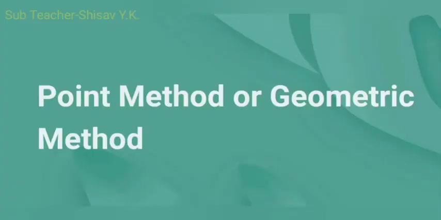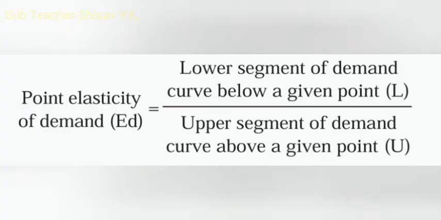Then third method is point or geometric method. Professor Marshall has developed another method to measure elasticity of demand, which is known as point method or geometric method. The ratio method and total outlay method are unable to measure elasticity of demand at a given point on the demand curve. At any point on the demand curve, elasticity of demand is measured with the help of the following formula. Point elasticity of demand is equal to lower segment of demand curve below a given point upon upper segment of demand curve above a given point.